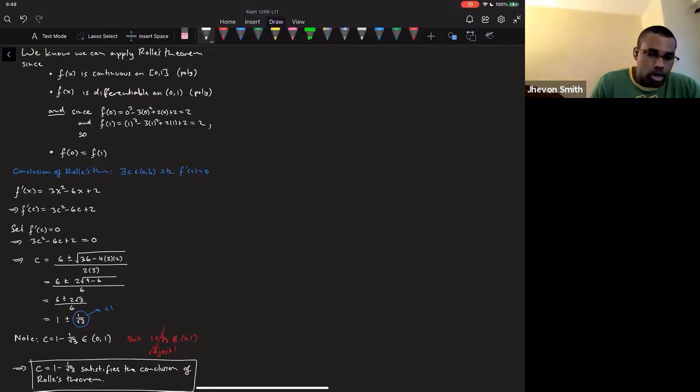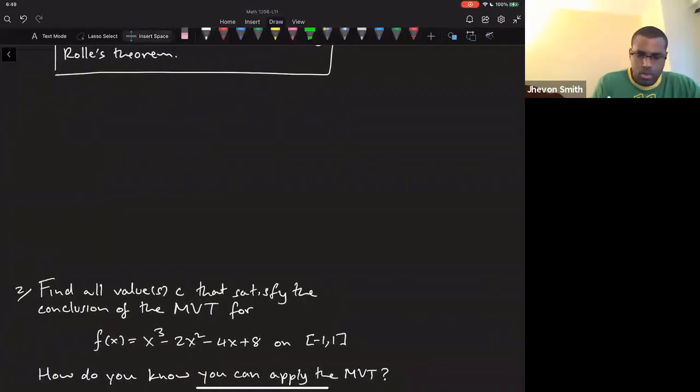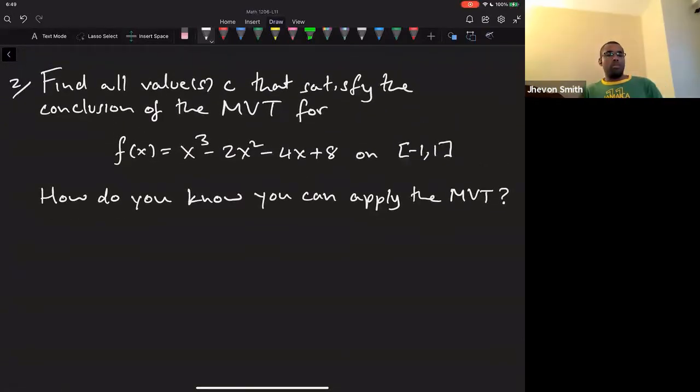Okay, so let's move on to the other one. Okay, so mentioned very important problem type. Find all values c that satisfy the conclusion of the mean value theorem for this function on this interval. How do you know you can apply the mean value theorem? Okay, so let's actually deal with that first. That's easier.